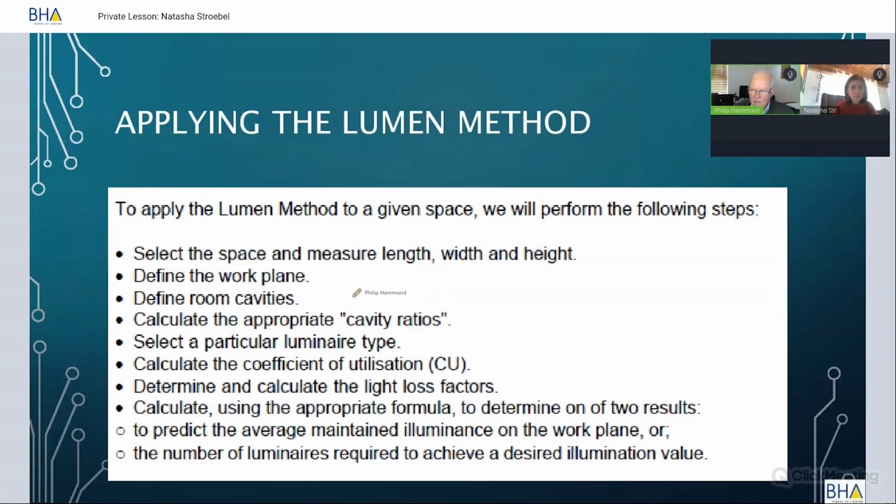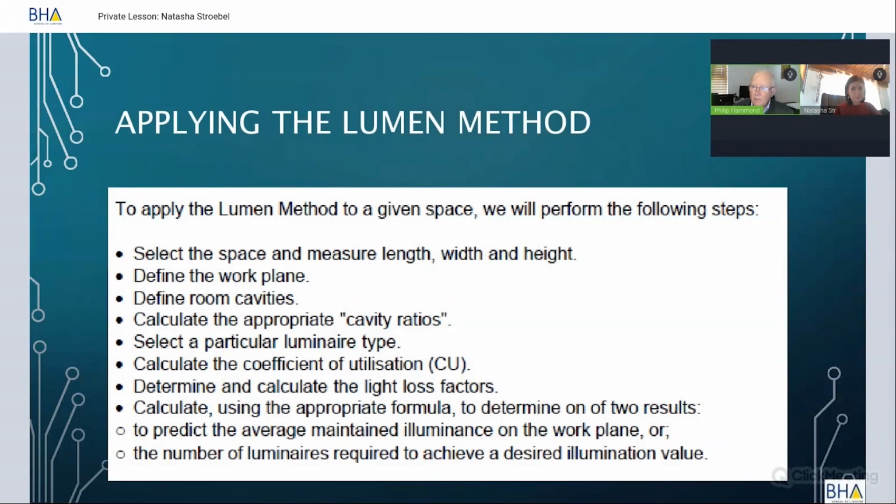Then you define the working plane. You could have another working plane, just by the way. But if you don't know another working plane, you use 0.75. Define the room cavities. And that's easy, because if you know what the working plane is, it's easy. Then we've got our floor cavity.